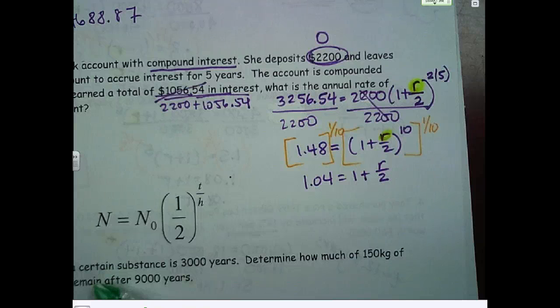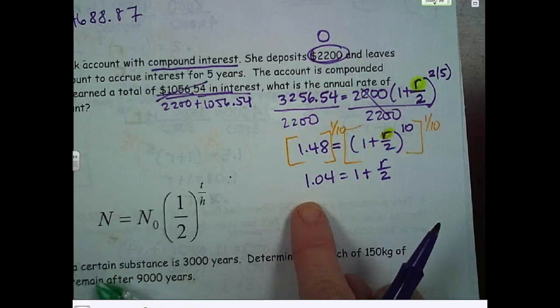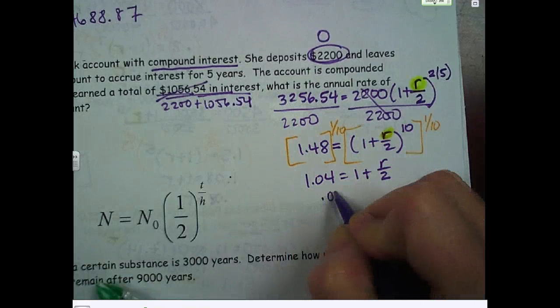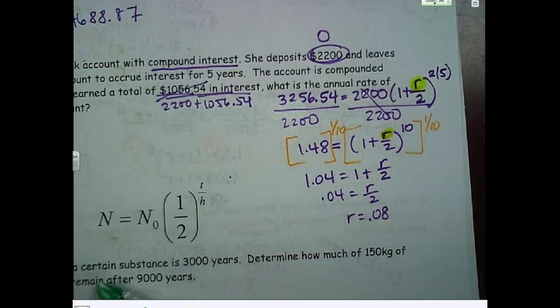Now what are you gonna do next? Subtract 1 and then multiply by 2. So you get 0.08. What percent is 0.08, guys? 8%.